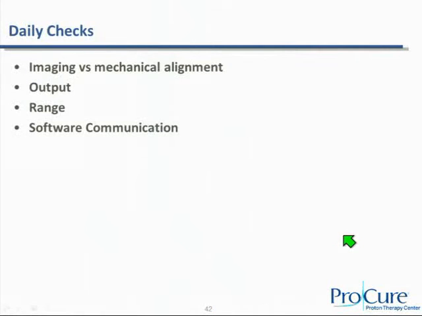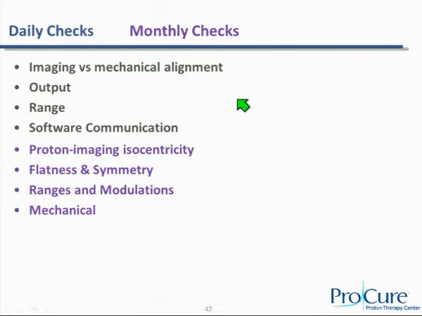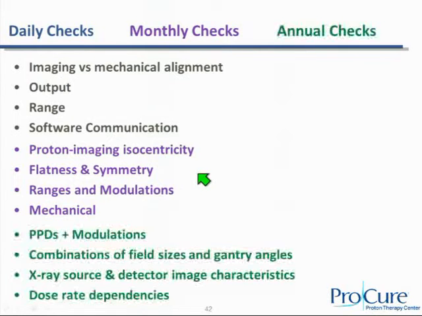So daily checks, these are the things that we do: output, range, software communication, of course, and imaging versus mechanical alignment. On our monthly checks, we add on top of that proton imaging isocentricity, or the collinearity test, flatness and symmetry, range and modulations, and mechanical. We do that for a few more beams beyond the reference beam.